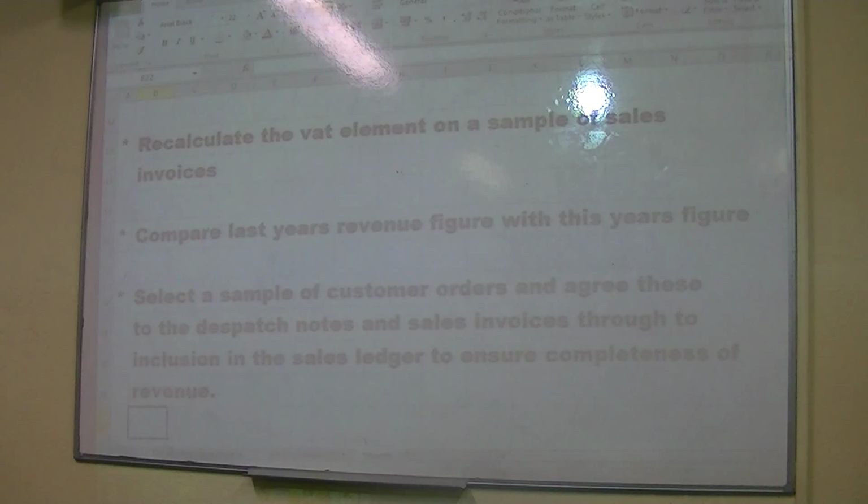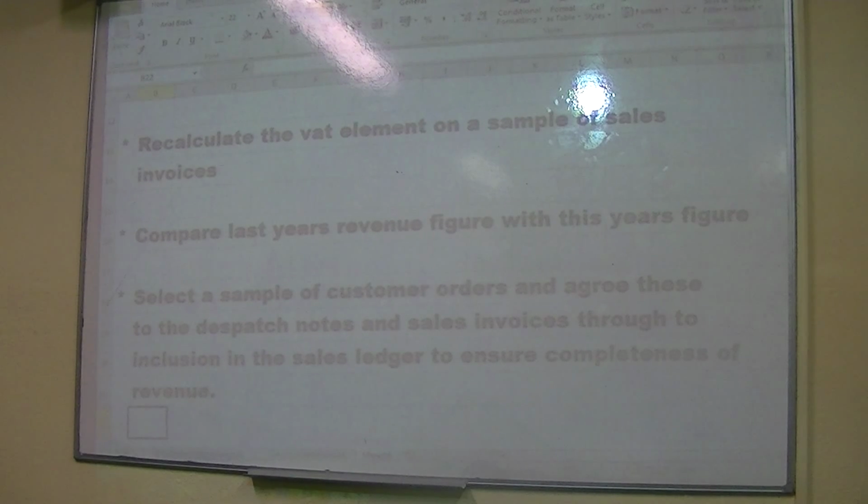So there are 2 issues, and that's all you have to do, just list the 2 issues. It's only 2 marks, so nothing special. Then, draft the programme of audit work you will undertake as part of the substantive test of trade debtors.